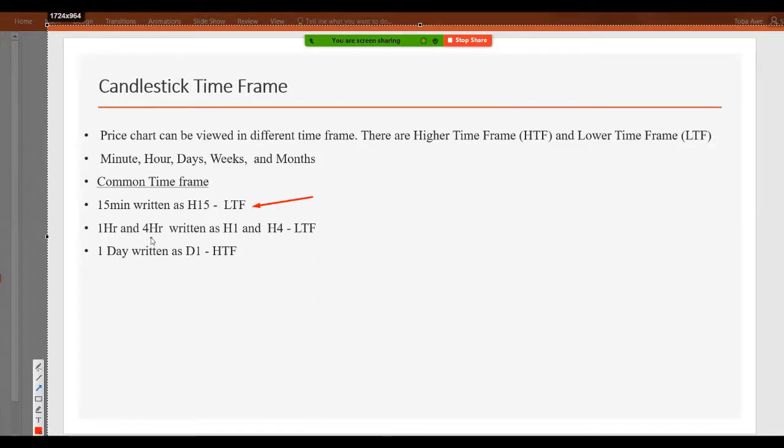Now, 1 hour and 4 hours are also lower time frame. Anything above 1 day is a higher time frame, meaning 1 day, 3 days, 1 week, 1 month, those are higher time frame. Now, time frame is very important because it's going to help in your analysis.